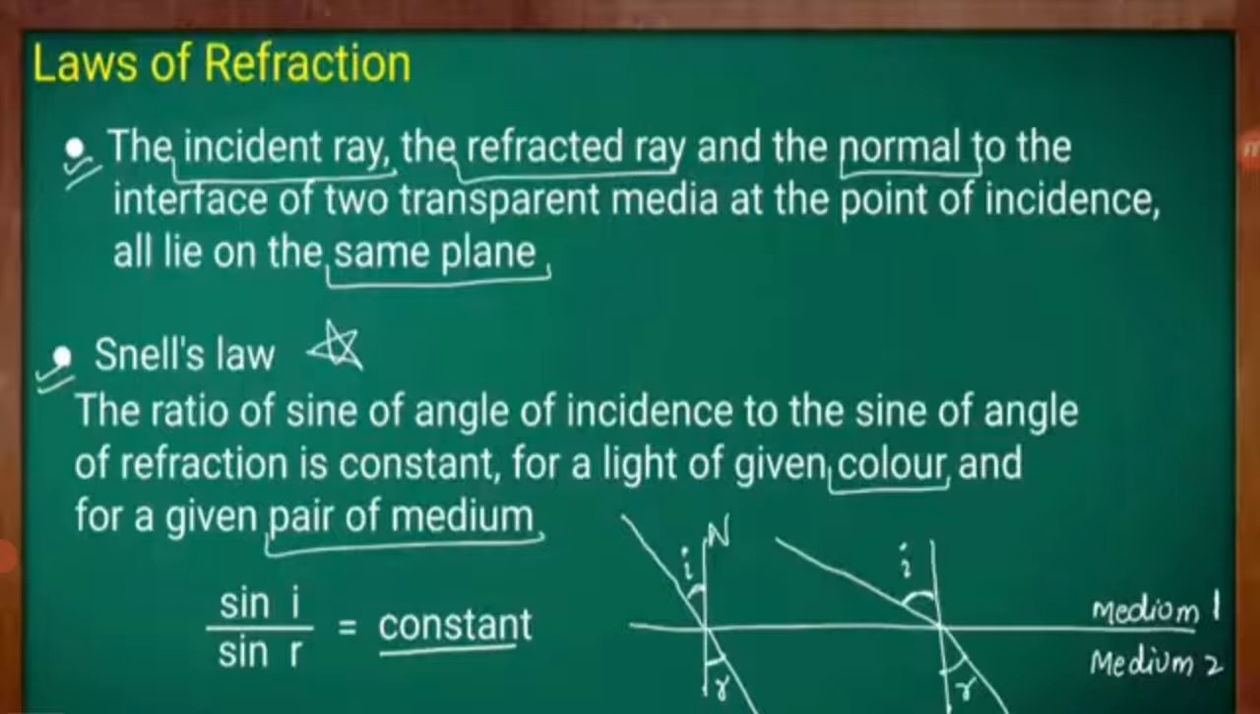So that is known as Snell's law, which is very, very important. That is, the ratio of the sine of the angle of incidence to the sine of the angle of refraction is constant for light of a given color and for a given pair of media. If you don't change the pair of media and the color of the light, then sin i by sin r is going to be a constant.